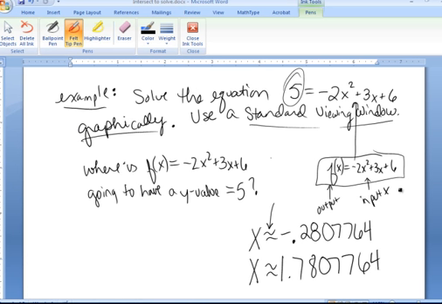1.78077764. So there are two solutions, two places where negative 2x squared plus 3x plus 6 will reach a value of 5, and these are the two answers. And these are both approximations, not exact answers.